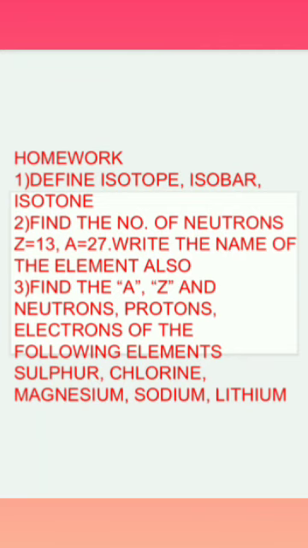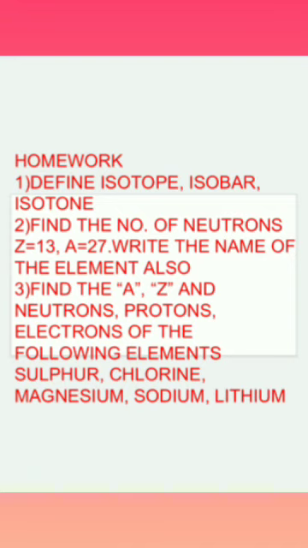The homework: define isotope, isobar and isotone, and find the number of neutrons where Z is equal to 13 and A is equal to 27. Z is atomic number, A is mass number. So write the name of the element also. You have to find the element and write the name of the element.